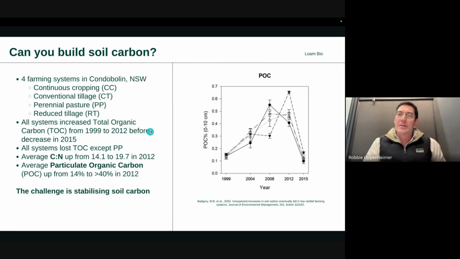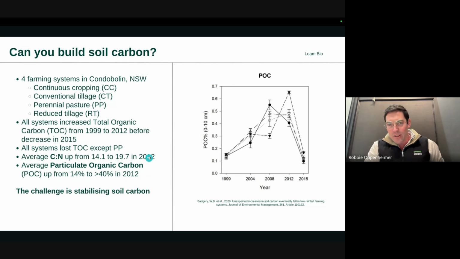So particulate organic carbon is the large and light material in a soil sample. It's plant biomass, roots, leaf litter, insects, debris that are readily available to be digested and turned over by microbes in the soil.